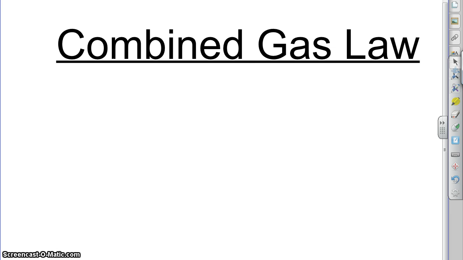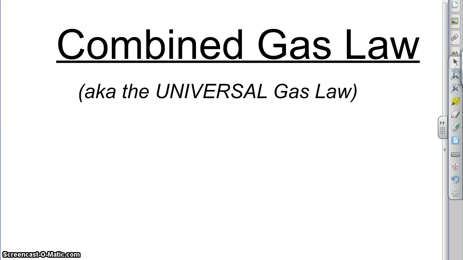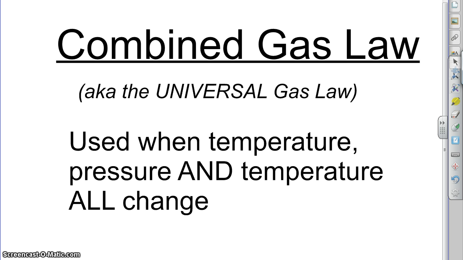The combined gas law, also known as the universal gas law. I tend to call it the combined law, but I've seen other places call it the universal gas law. What do we do when neither temperature nor pressure nor volume is held constant? In all of the examples we've done so far, pressure was held constant, or volume, or temperature was held constant, or sometimes both. For Avogadro's, moles were held constant in other cases. And so, what if none of those things are really remaining constant except moles?